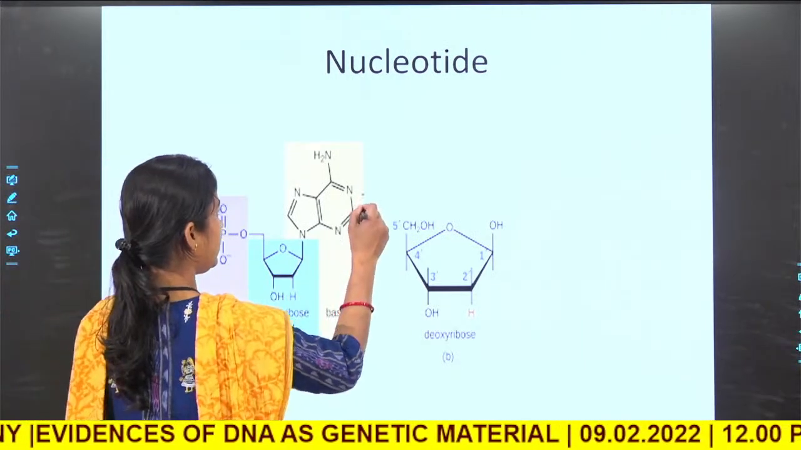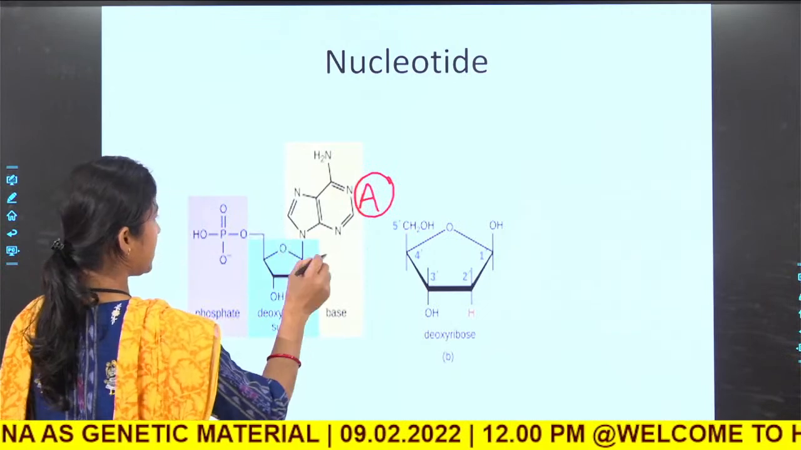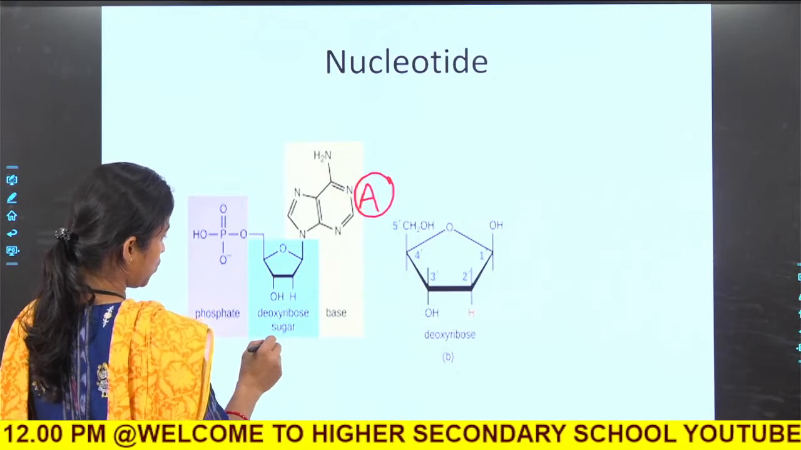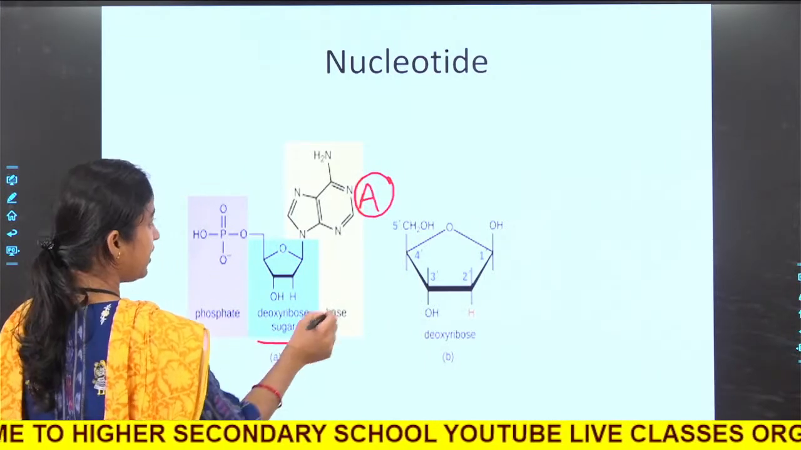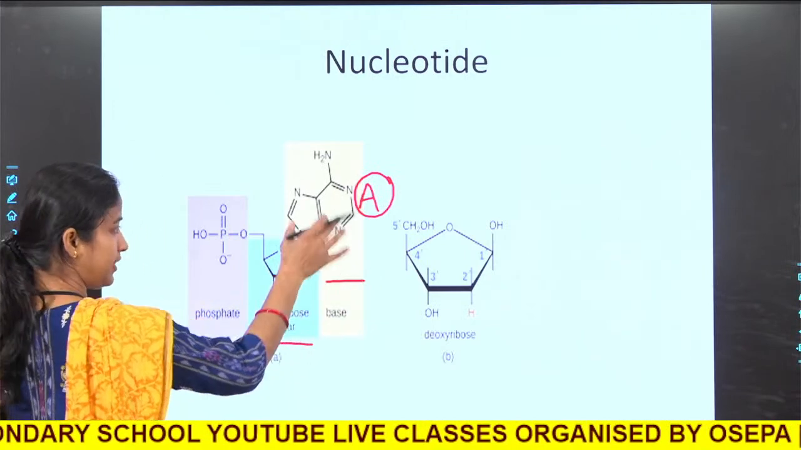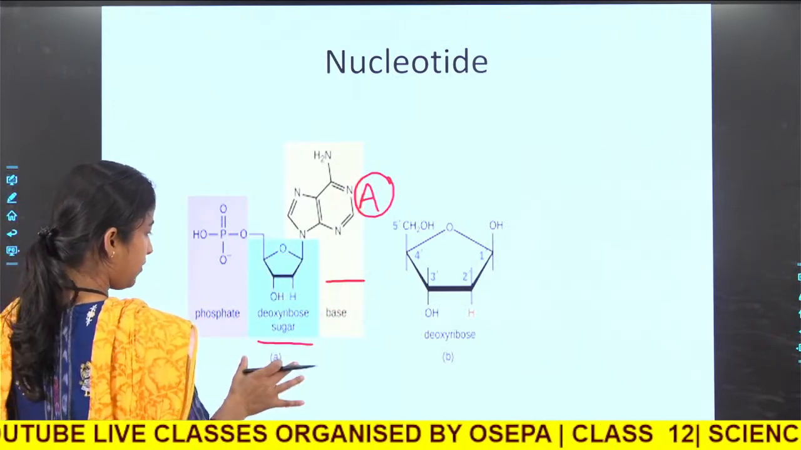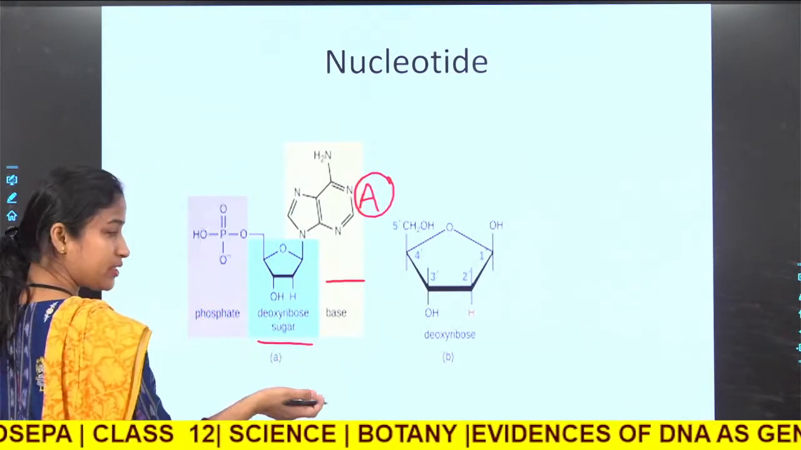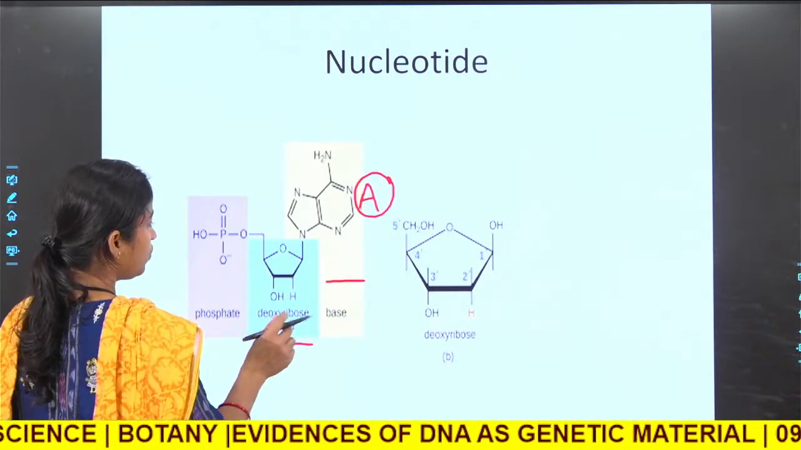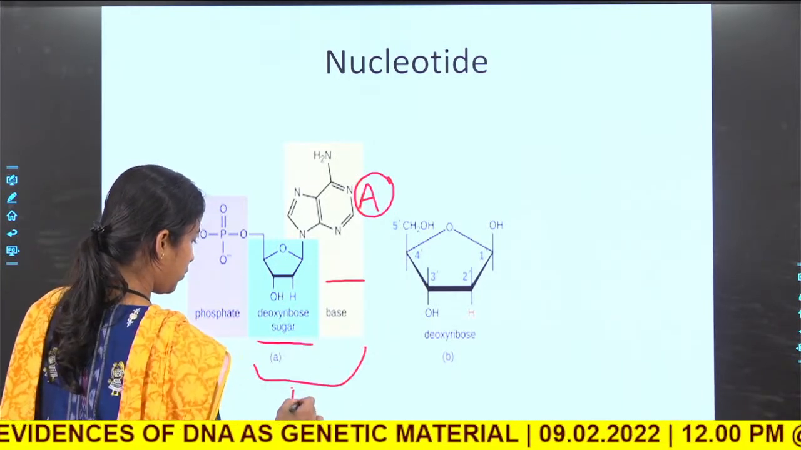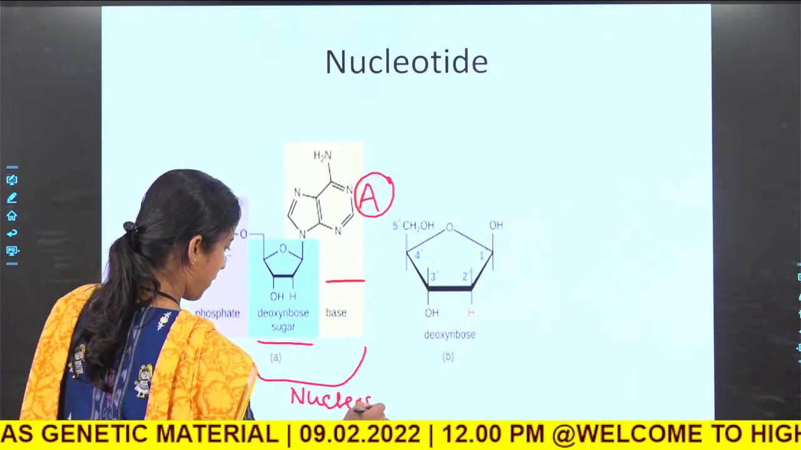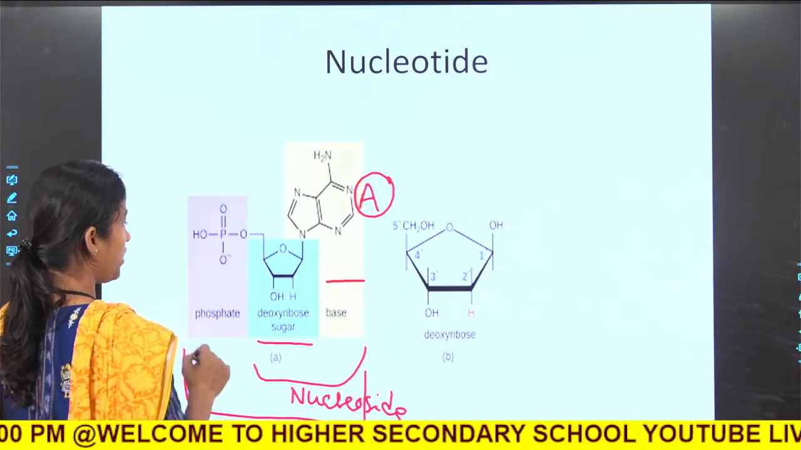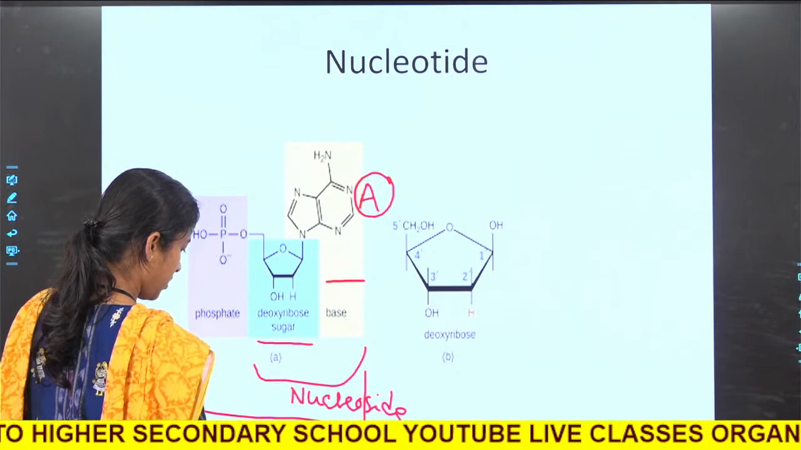Now, this is the adenine nitrogenous base. That forms a glycosidic bond with the pentose sugar or the deoxyribose sugar. Here, this is the nitrogenous base component, in the light yellow. In the sky blue component, this is the deoxyribose sugar, or any sugar we can take, either deoxyribose or ribose sugar. Now, these two form what? The nucleoside. And the nucleoside, when it combines with the phosphate group, becomes a nucleotide.